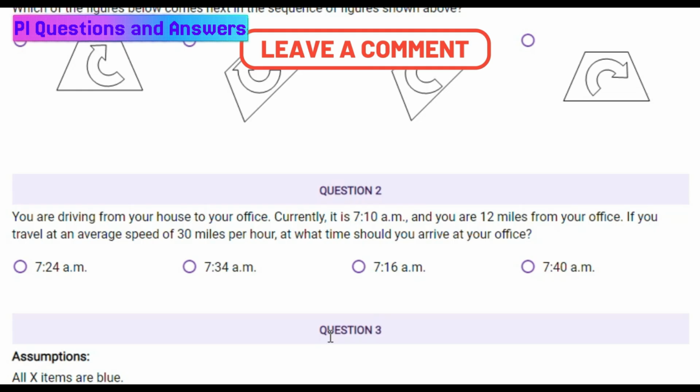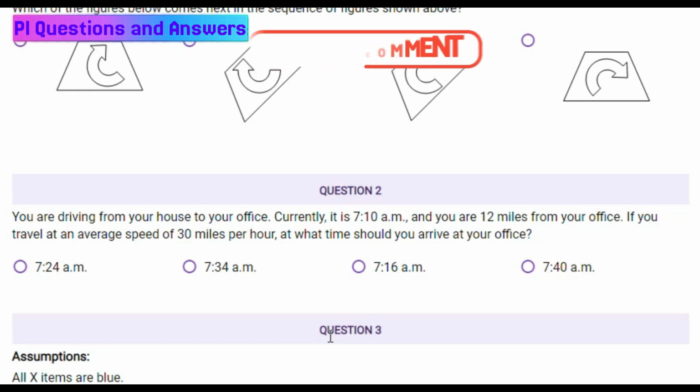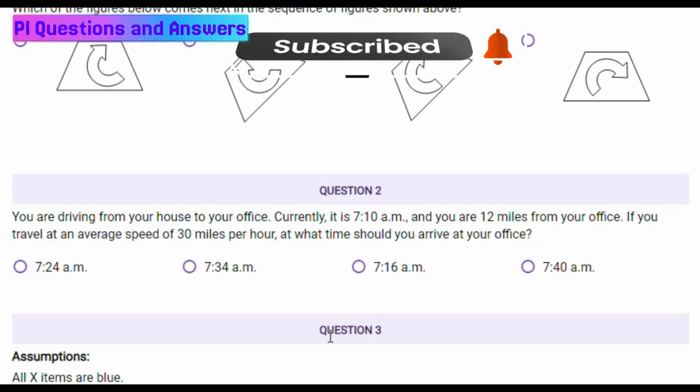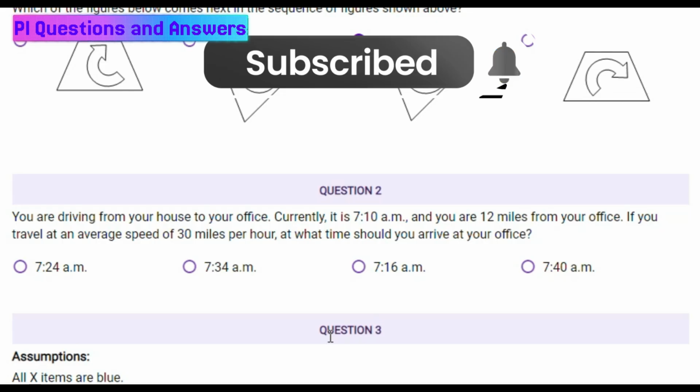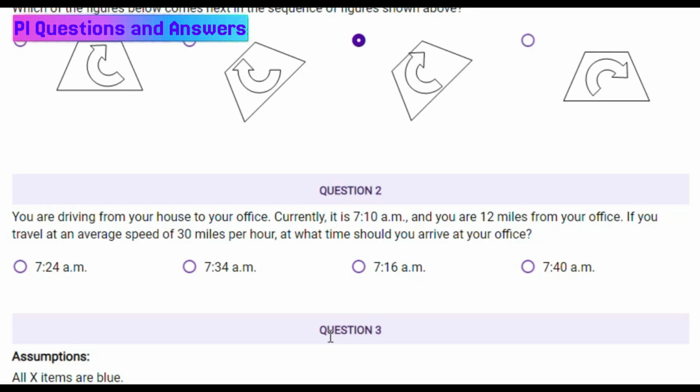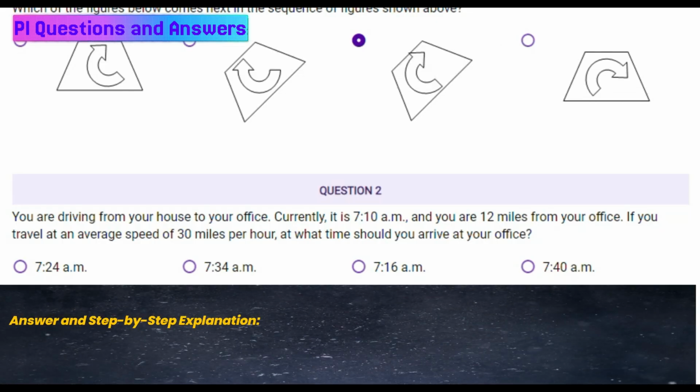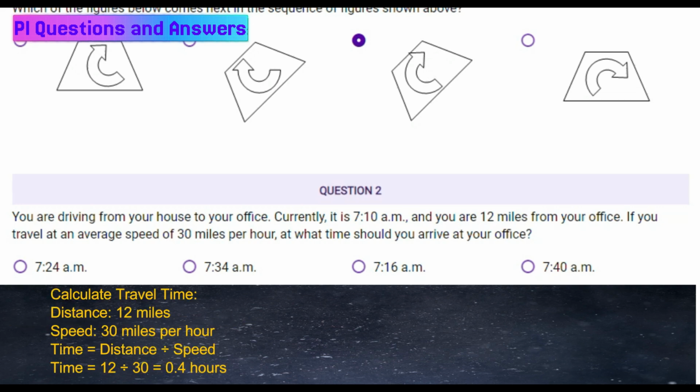Options. Option 1, 7:24 a.m. Option 2, 7:34 a.m. Option 3, 7:16 a.m. Option 4, 7:40 a.m. Answer and step-by-step explanation. Calculate travel time. Distance, 12 miles. Speed, 30 miles per hour. Time equals distance divided by speed. Time equals 12 divided by 30 equals 0.4 hours.